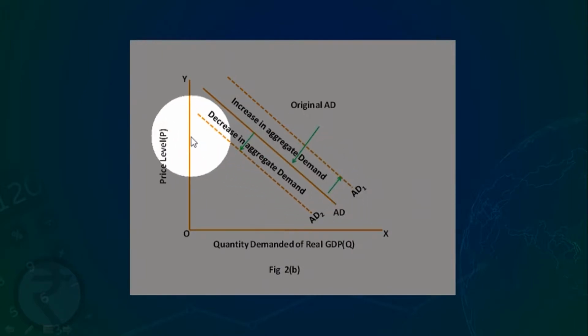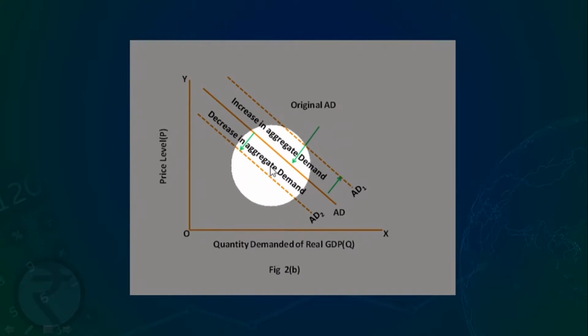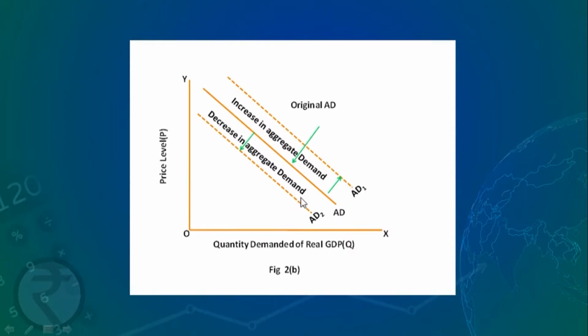Now with the rise in incomes or with rise in population, at the same price people are willing to buy more of the commodities and services. So that will shift the aggregate demand curve to the right, and now we have the new aggregate demand curve, that is AD1. So there is a shift in the aggregate demand curve, while in the change in quantity demanded there was no shift, there was just a movement from one point to the other on the same demand curve.